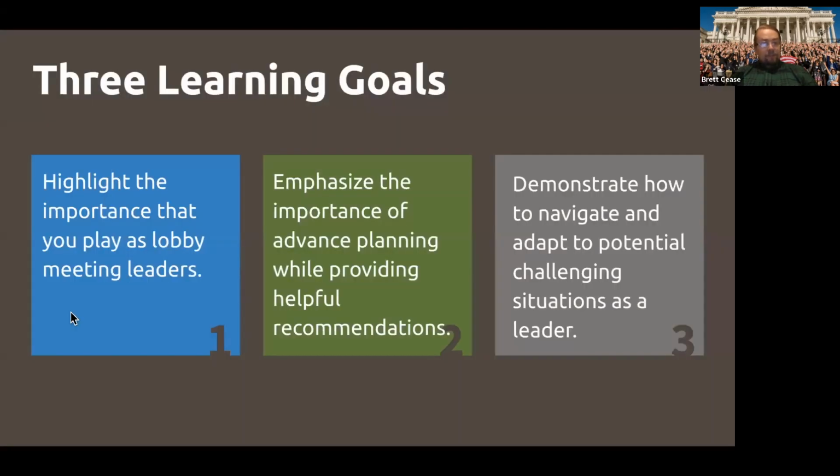If we've done our job well, our 3 learning goals are really going to highlight the importance that you play as lobby meeting leaders. You are the secret behind which the magic happens. We wouldn't have successful meetings without you. We also want to emphasize the importance that advanced planning plays in helping provide all of these helpful recommendations. And we also want to demonstrate a few of the how-tos in terms of navigating or adapting to potential challenging situations you might encounter as a leader.